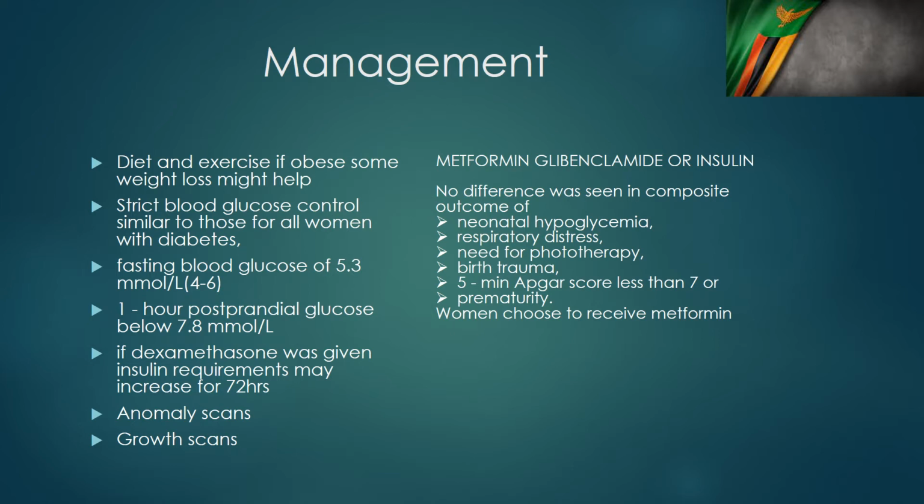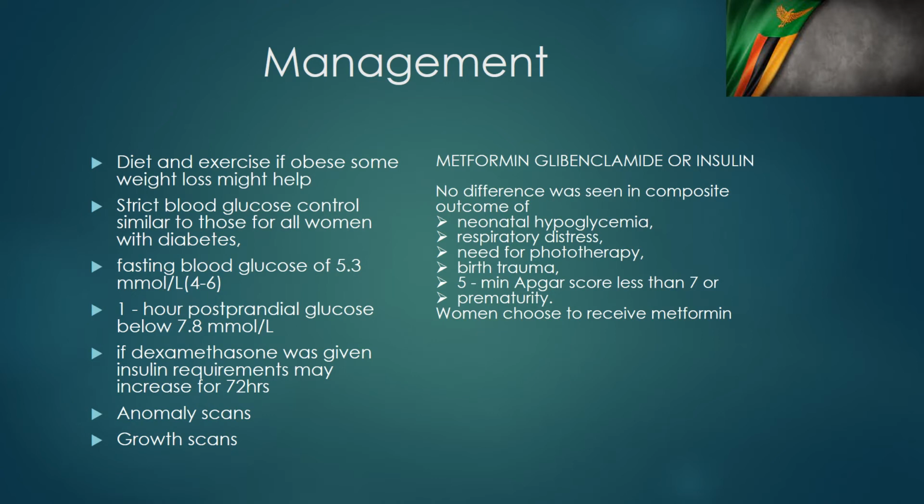In the antenatal period, anomaly scans, especially if the gestational diabetes has been diagnosed early, should be done around 18 to 20 weeks. And because of the effect of diabetes on the placenta, it's important that these patients get growth scans every month from about 28 weeks in our setup to monitor the growth of the baby.